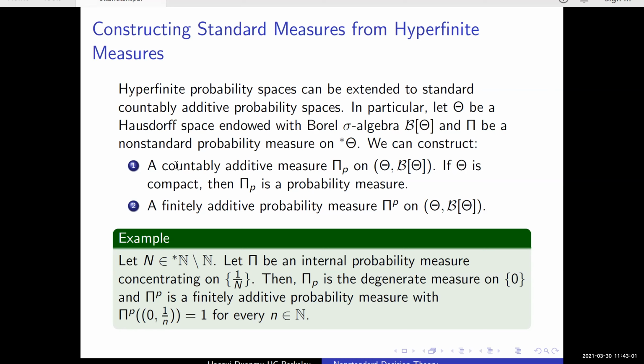I will give the following simple example of a pushdown and internal pushdown. Again, let n be an infinite natural number, and let pi be an internal probability measure concentrating on 1 over n. The pushdown simply gives us the degenerate measure on the point zero, and the internal pushdown gives us a finitely additive probability measure with pi superscript p of {0, 1 over n} equal to 1 for every natural number n. So that's a simple example of a pushdown and the internal pushdown.